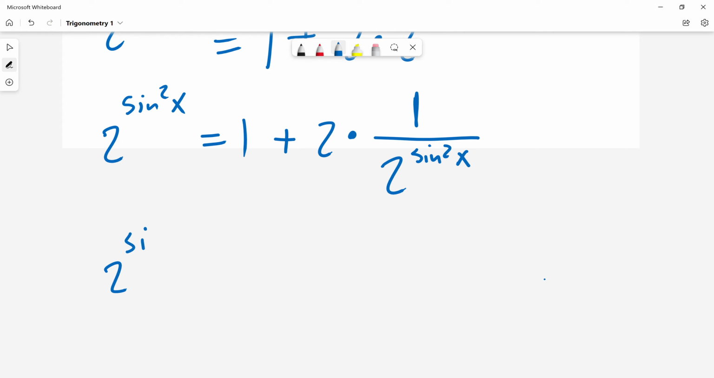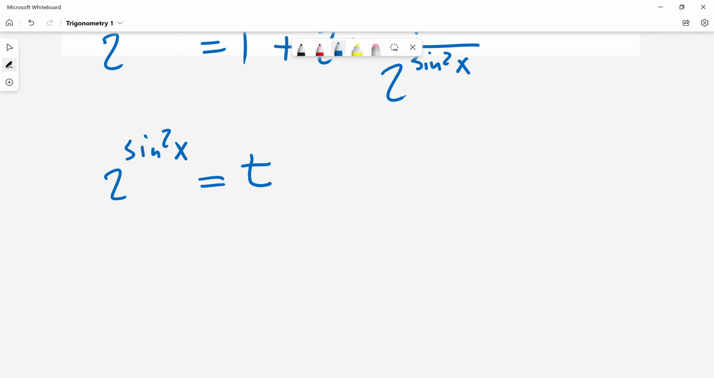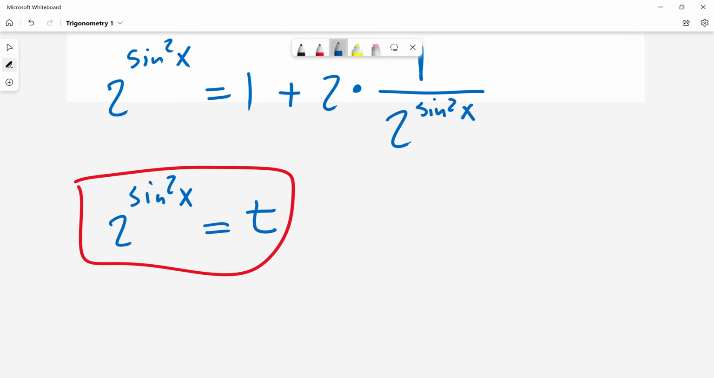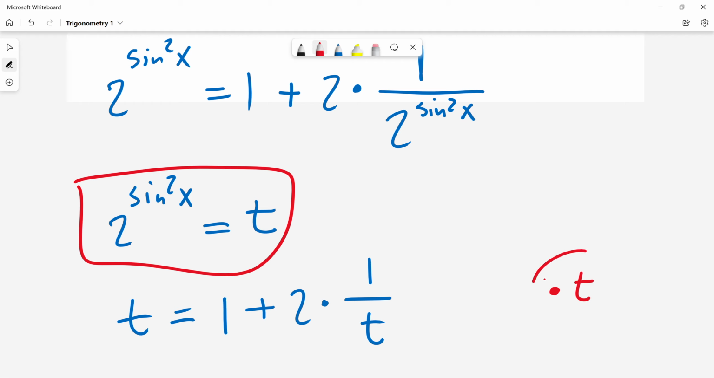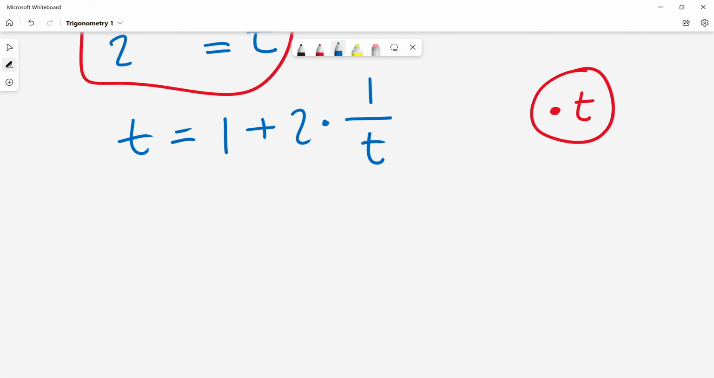2 to the power of sine squared x will be my t. So that's my substitution, and now my equation is t is equal to 1 plus 2 times 1 divided by t. I will multiply both sides of the equation by t. And then my equation becomes t squared is equal to t plus 2.